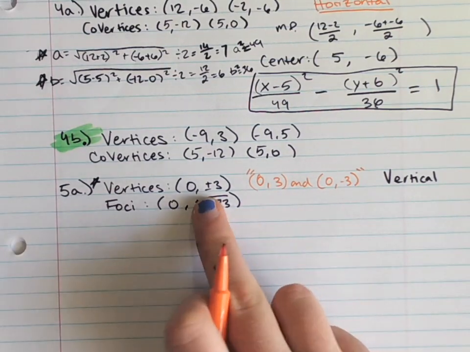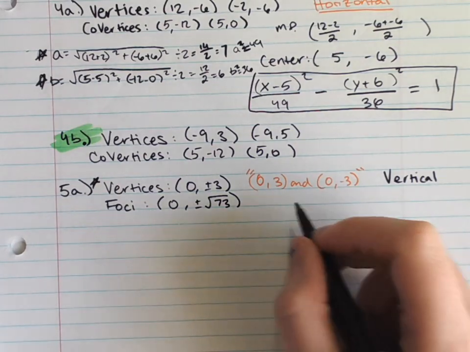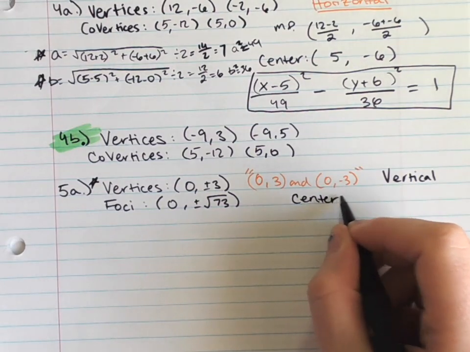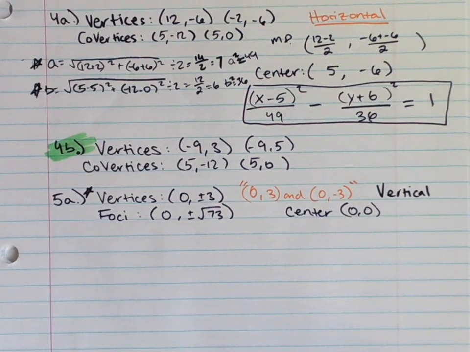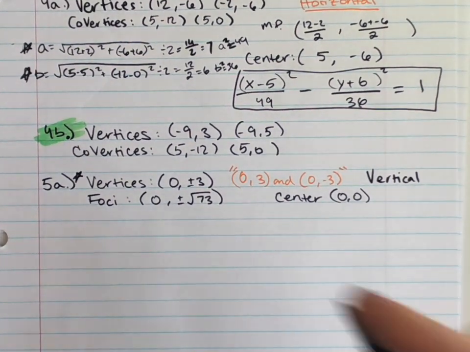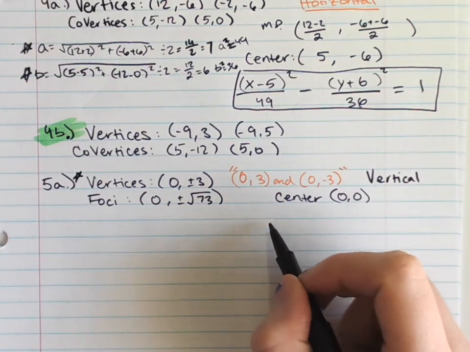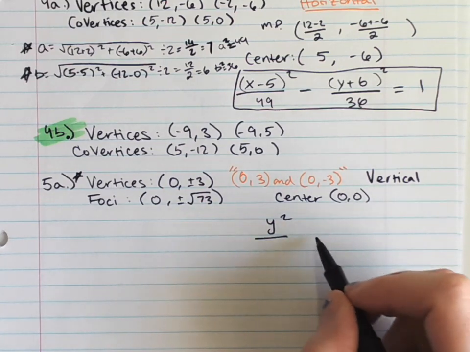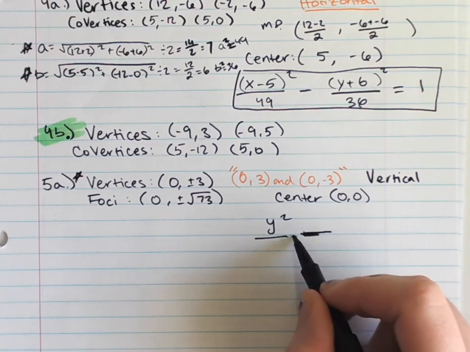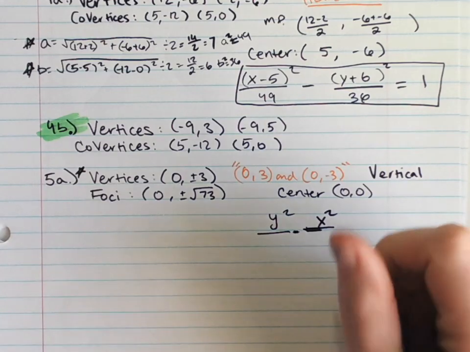We need to find our center. So what's the middle between (0, 3) and (0, -3)? We could do that one in our head. Center is going to be (0, 0), which means, since it's vertical, we're going to do y minus 0 squared over whatever a squared is. Oops, not plus, minus. Minus x squared over whatever b is, equals 1.